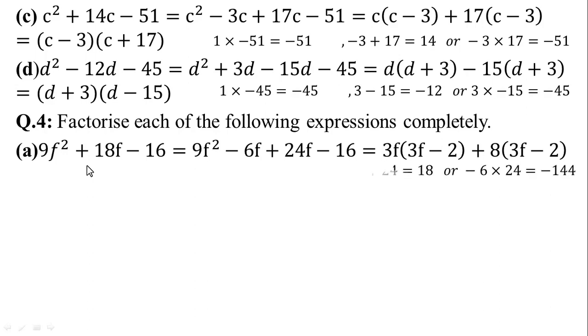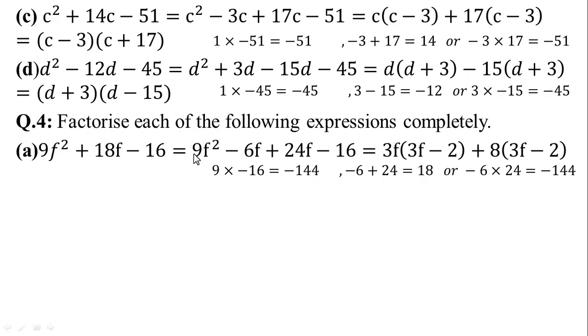So we have first of all 9 multiplied by minus 16. Answer is minus 144. Now taking the two parts of 18, divided into two parts, minus 6 plus 24. Minus 6 plus 24 answer is 18. Now minus 6 multiplied by 24 answer is minus 144. So 18 is divided into two parts. We can write that 9f square minus 6f plus 24f minus 16.